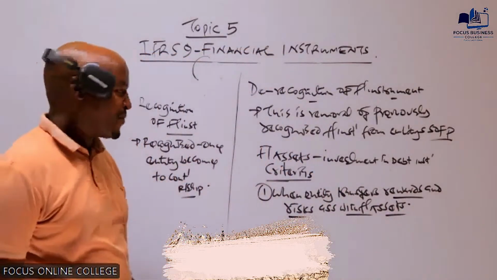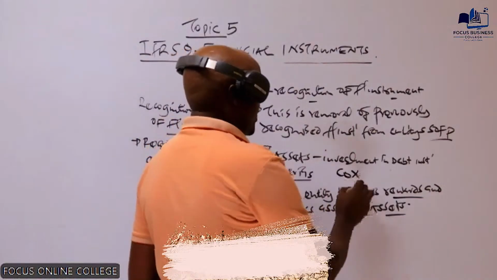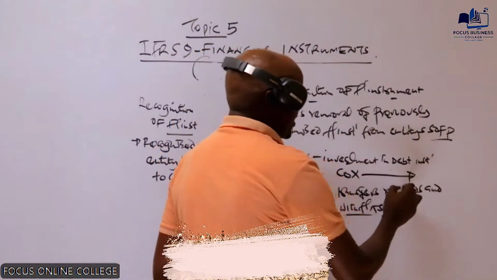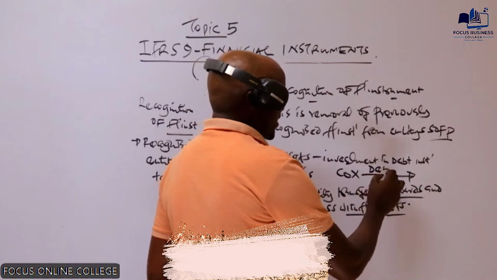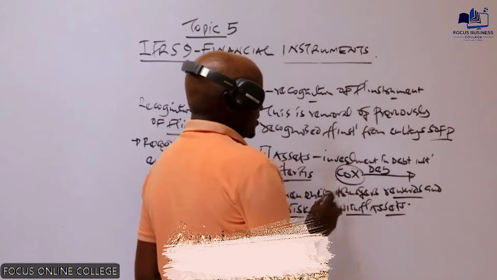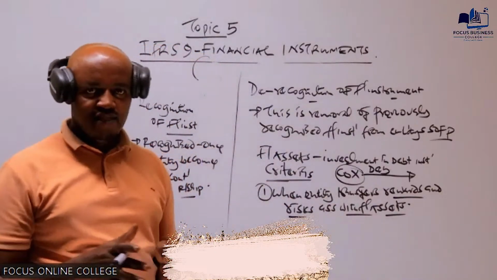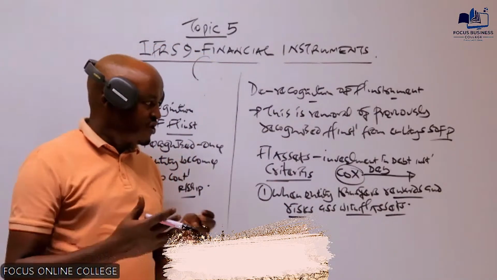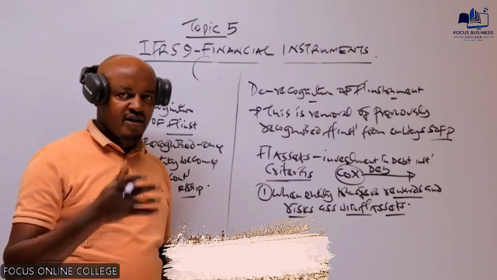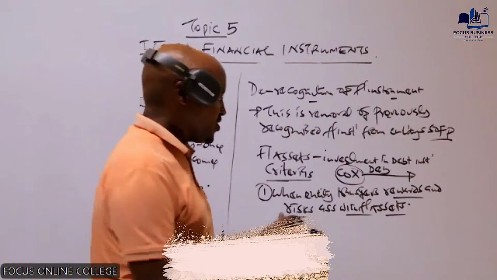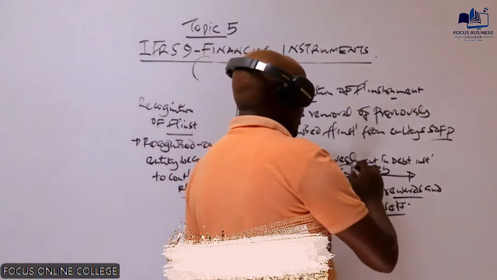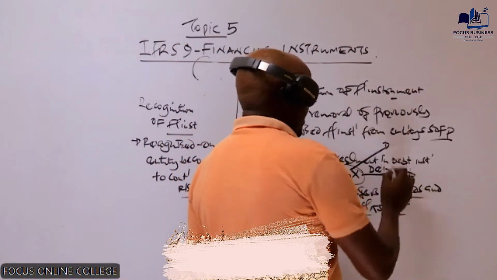What does that mean? Let's assume that we have a company here, company X, and this company has invested, for example, in debentures of another company. So to this company, we are saying that investment in debentures is a financial asset. So when can this company remove those financial assets from its statement of financial position? One of the circumstances is when this company transfers the risk and reward.